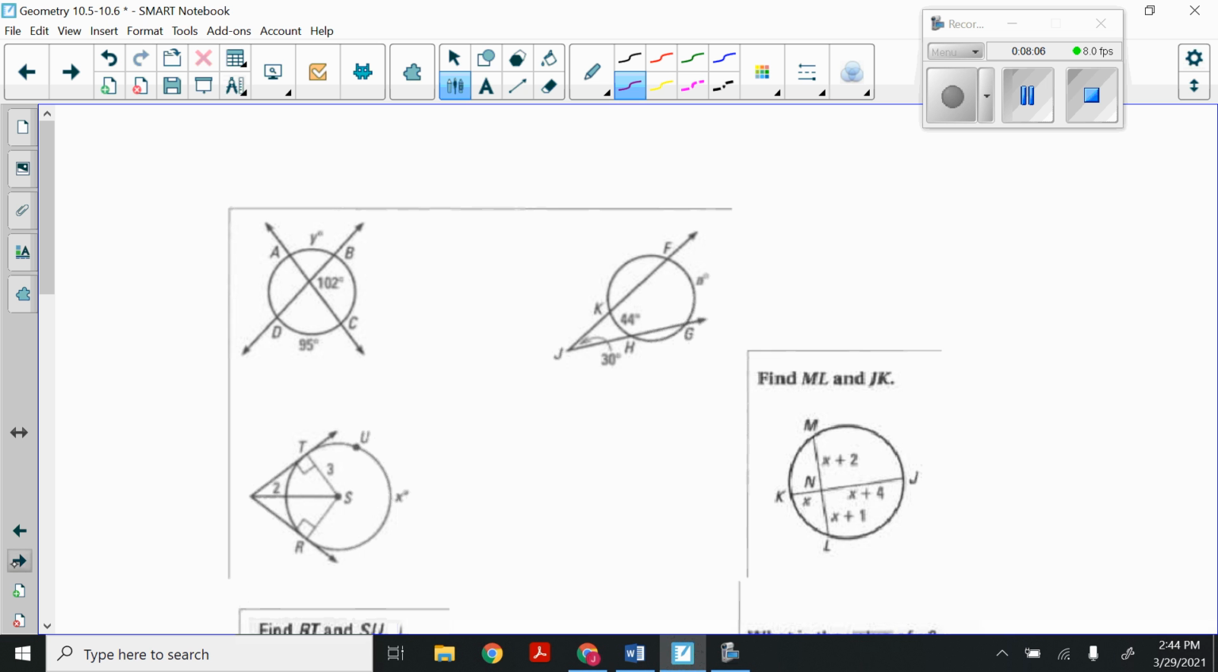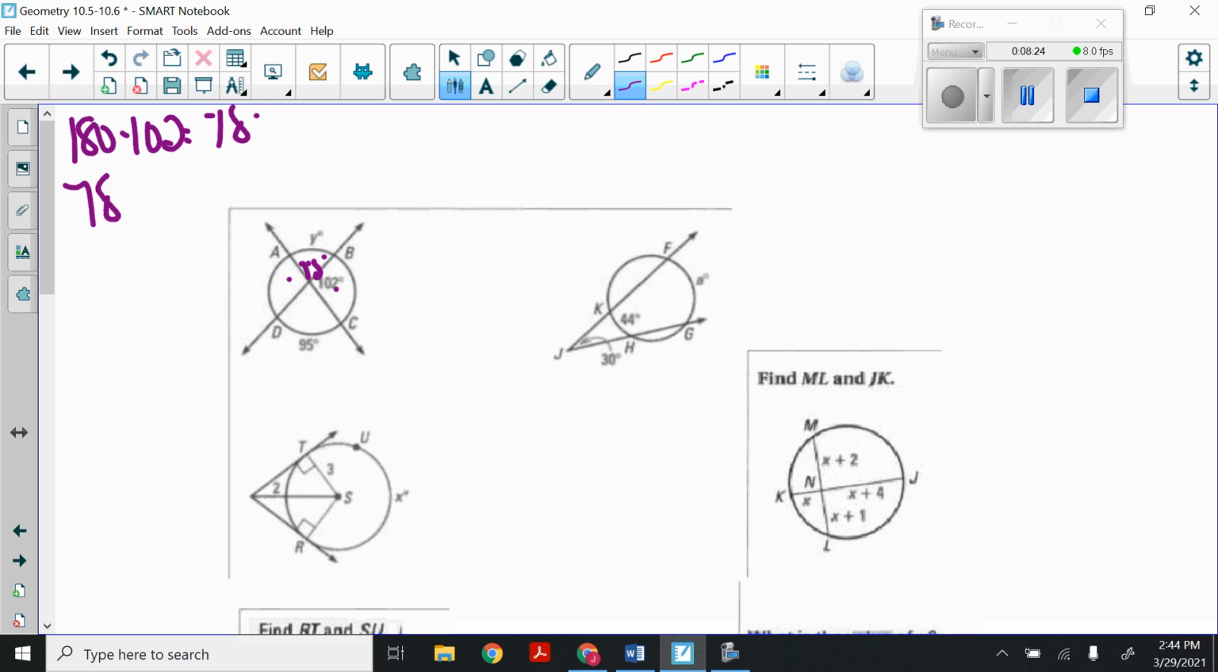All right, on the back, more of these. So here they give me this angle 102. So first I need to find this angle up here. I do that by 180 minus 102, and I get that 78. So I now know this is 78 degrees.